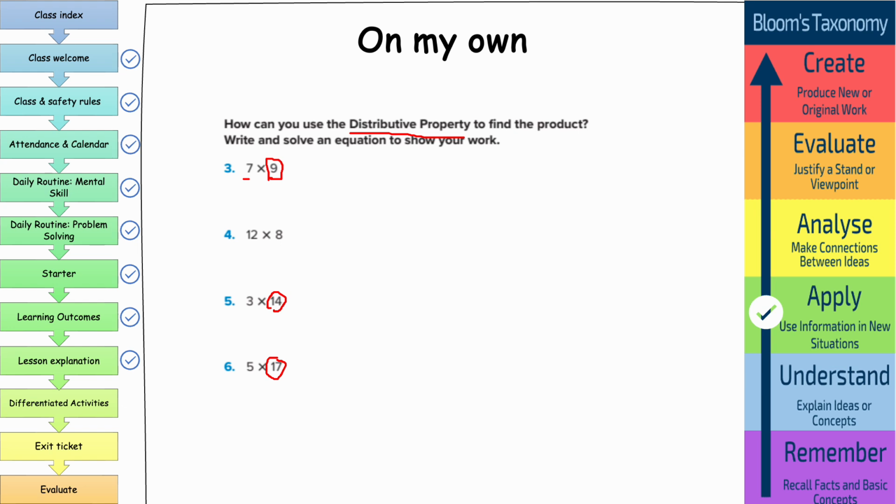Now I chose the 9, so the 9 will be decomposed to 5 and 4. Okay, so it will be 7 times, first number is 5, plus 7 times, what's the second number? It's 4.